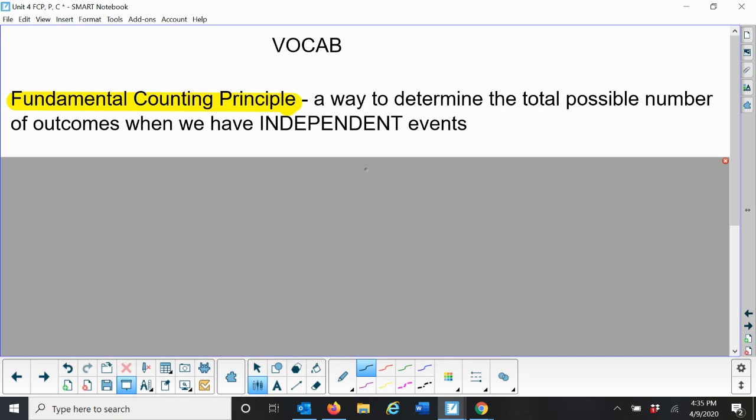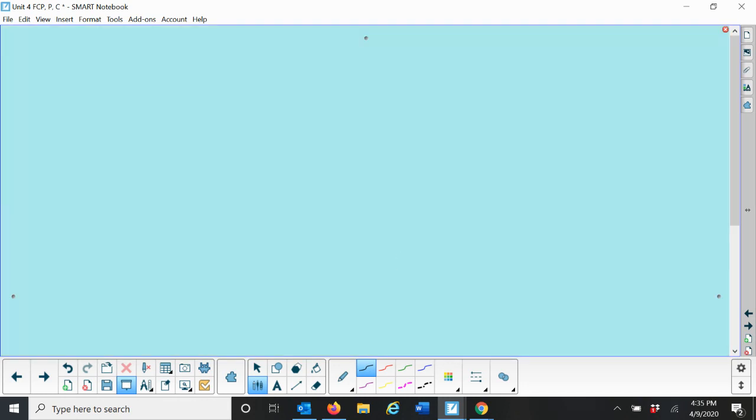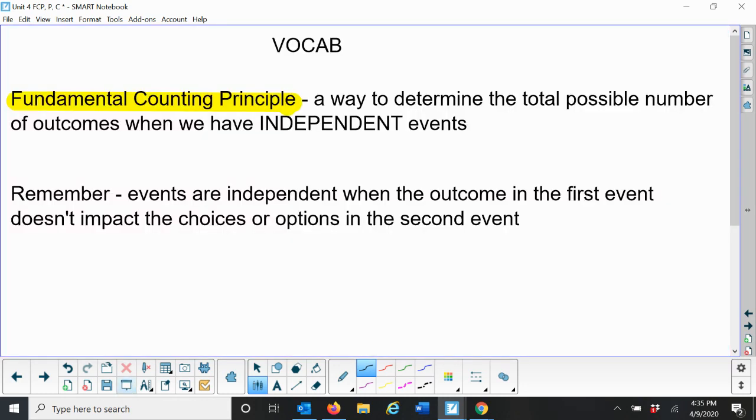And in case you don't remember, independent events are events where, whatever the outcome of the first event, it does not have any impact on the choices or options in the second event, which then would not have any impact on the third event, fourth event, et cetera, et cetera. So for the fundamental counting principle, it's super, super important that this goes for independent events.